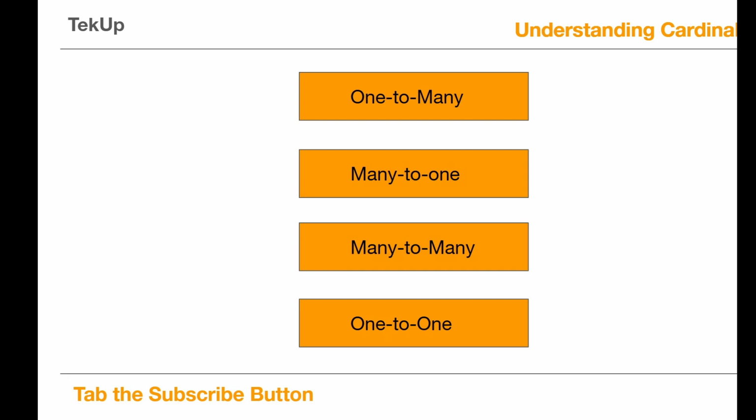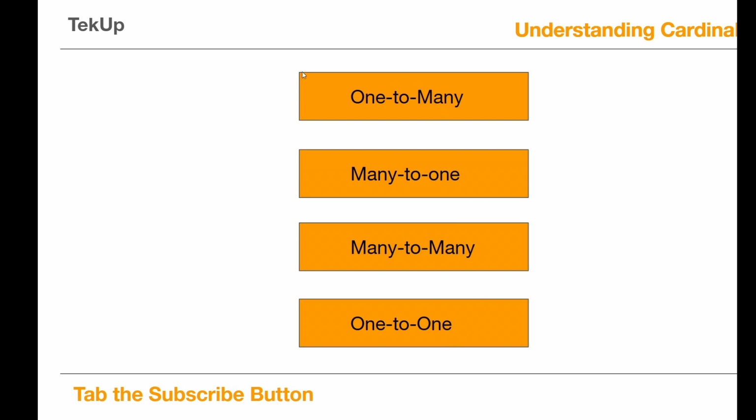Now, we have various types of cardinality, where we have the one-to-many cardinality, which is the most common in data modeling in Power BI. We also have the many-to-one relationship. We have the many-to-many and the one-to-one.